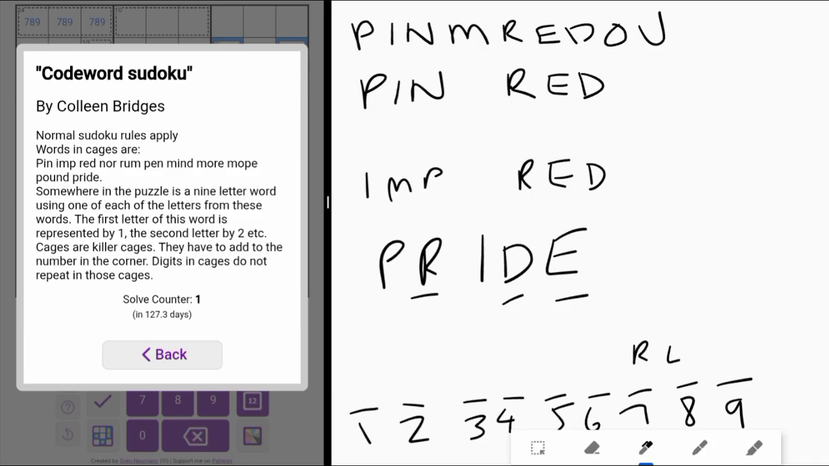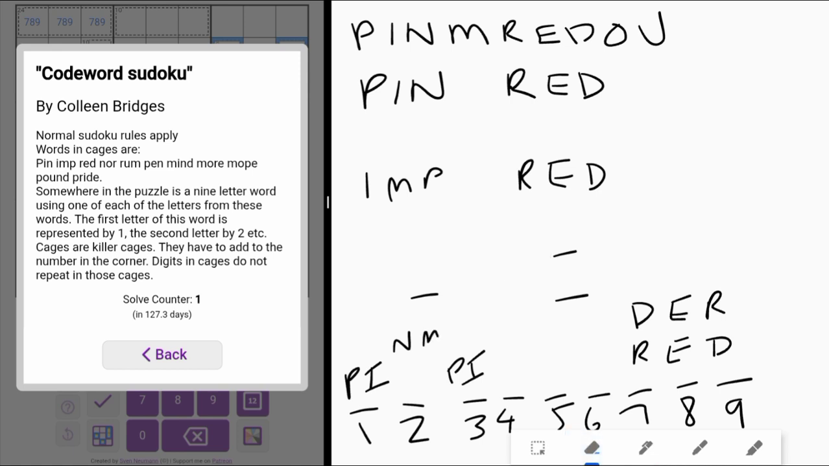So that tells us that this here is either RED or DER, more than likely. It could be EDR or DRE, highly unlikely to be that way around though, I think. But that does tell us that the P and the I have to be 1 and 3. And then we have to have an N or an M in between there. Now what else can we figure out? We need to figure out which N or M would go there.